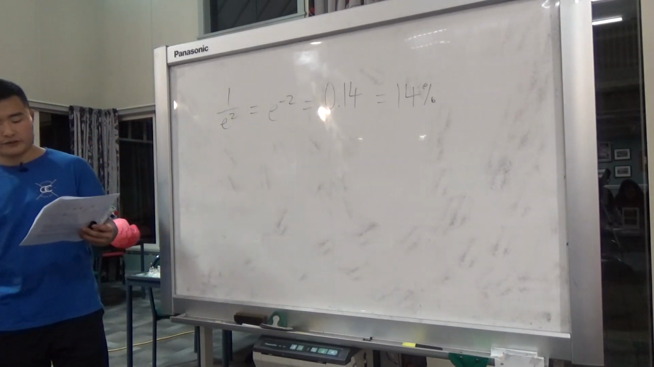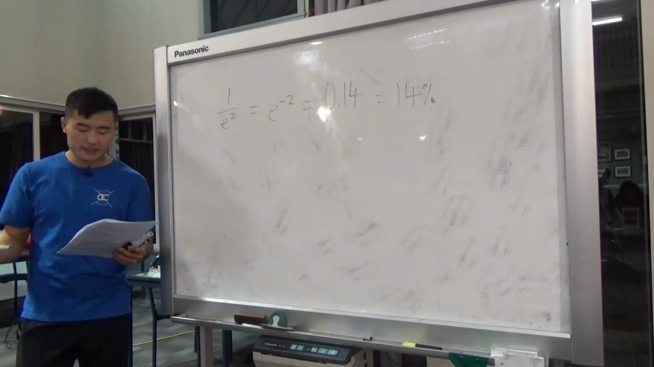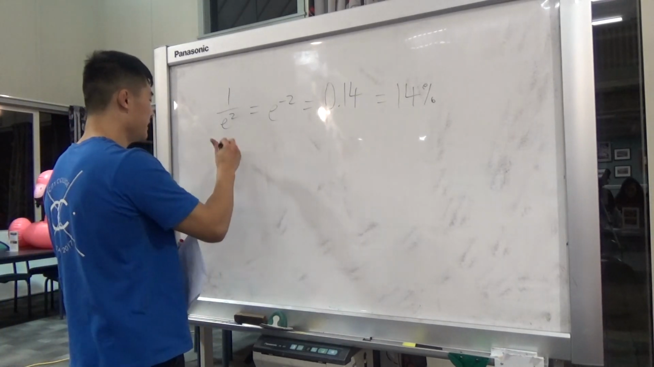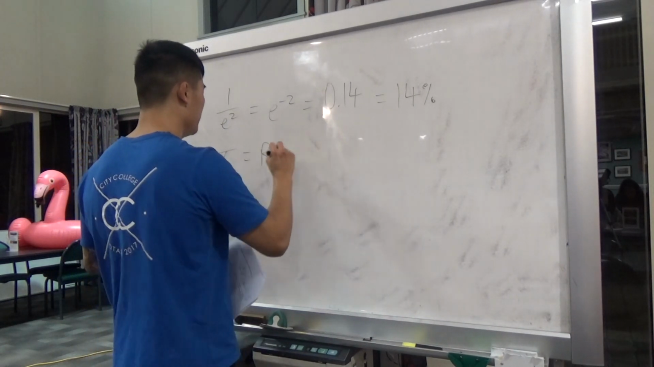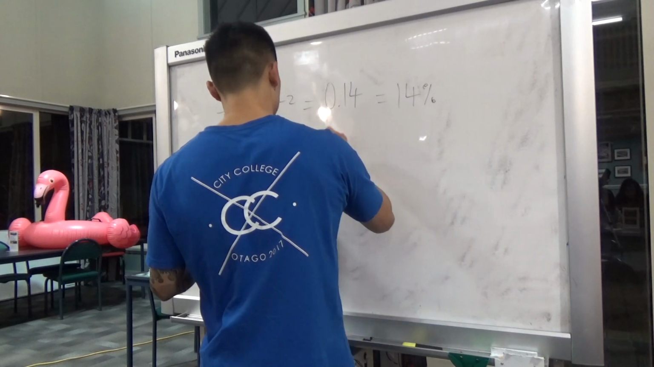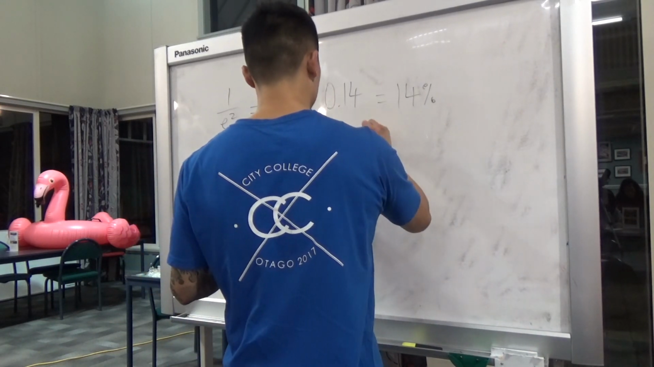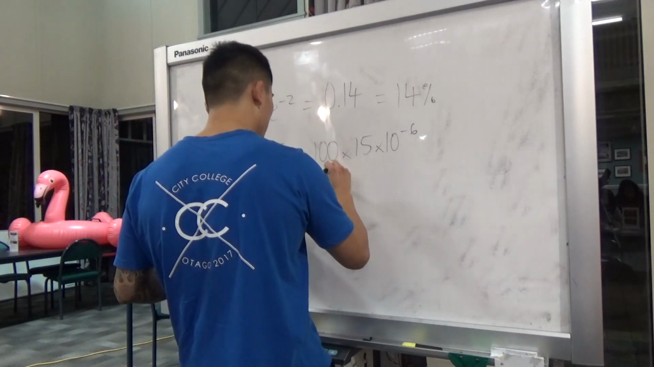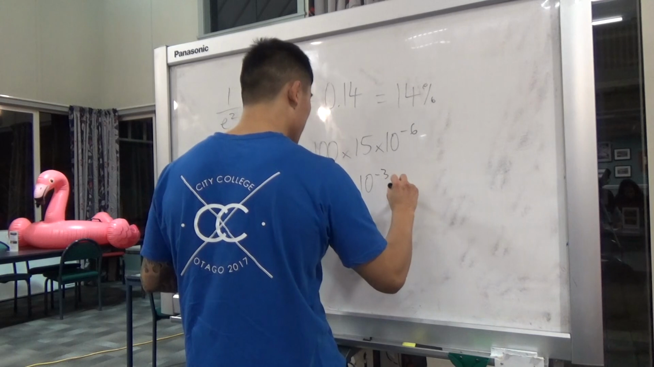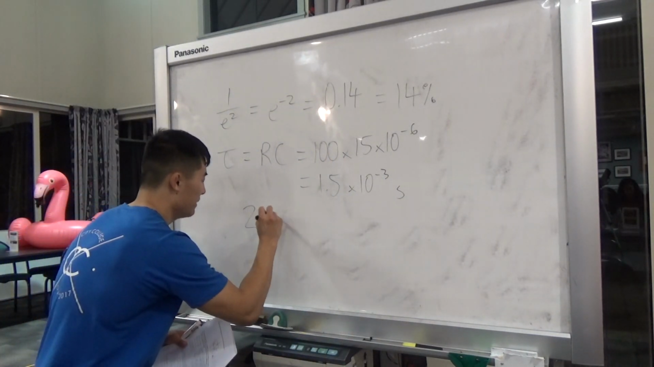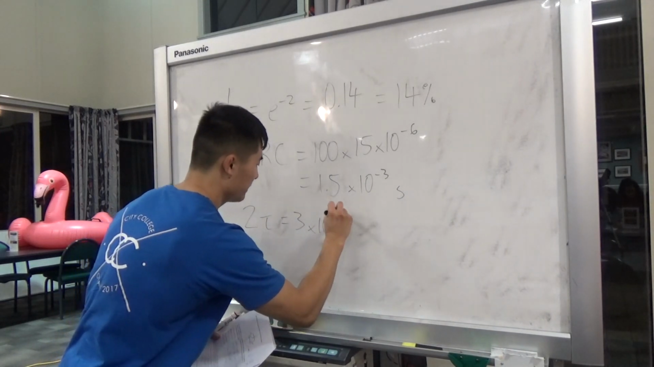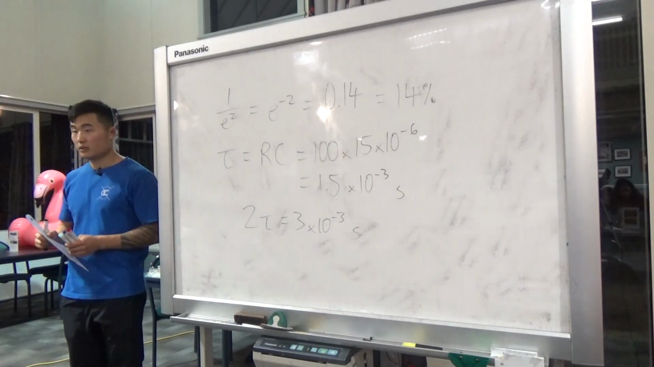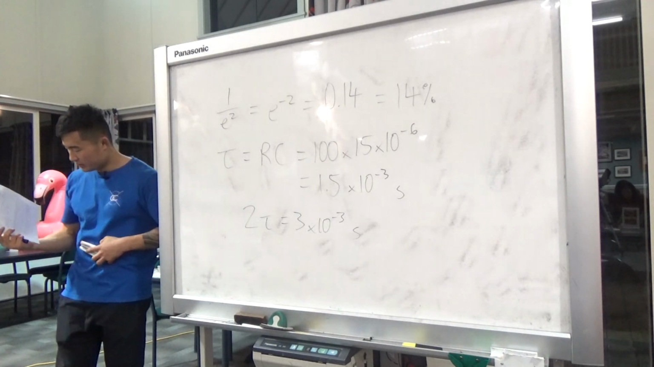Okay, so it's asking how long does it take for the capacitor to discharge to 14% of its initial value. And that's going to be 2 time constants. So we're going to find out what 1 time constant is, and that's RC. Resistance is 100, and the capacitance is 15 times 10 to the negative 6 farads. So that's 1.5 times 10 to the negative 3 seconds. That's 1 time constant. And then 2 time constants would be 3 times 10 to the negative 3 seconds. Okay? So pretty simple for those two.